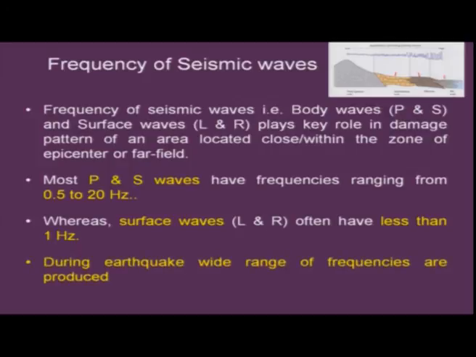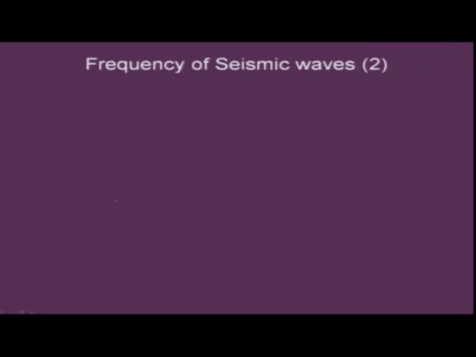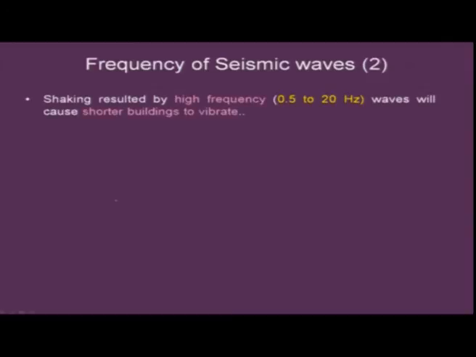So during an earthquake, a wide range of frequencies are produced, 0.5 to 20 hertz. Now, shaking results from high frequency. The 0.5 to 20 hertz waves will cause short buildings to vibrate. So the shorter buildings will be affected by the body waves.